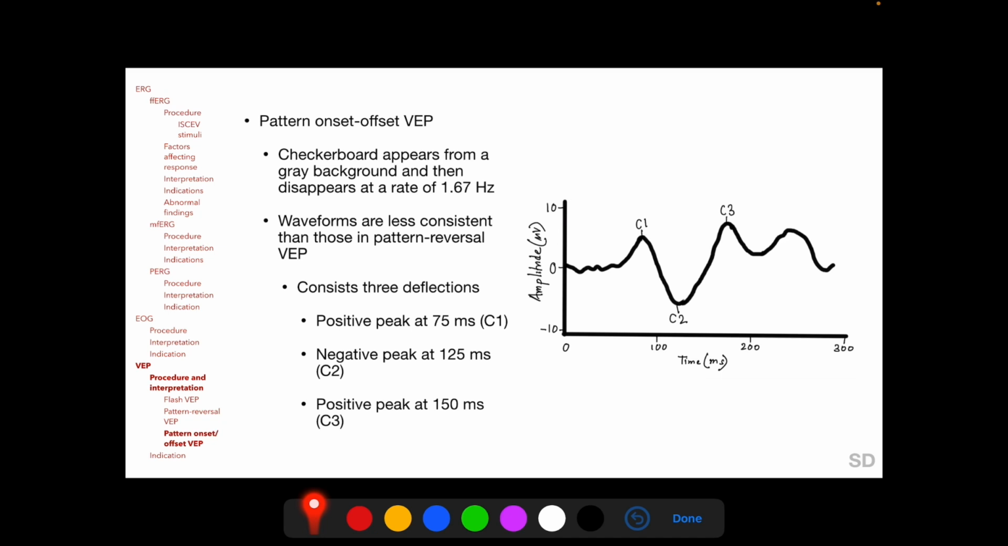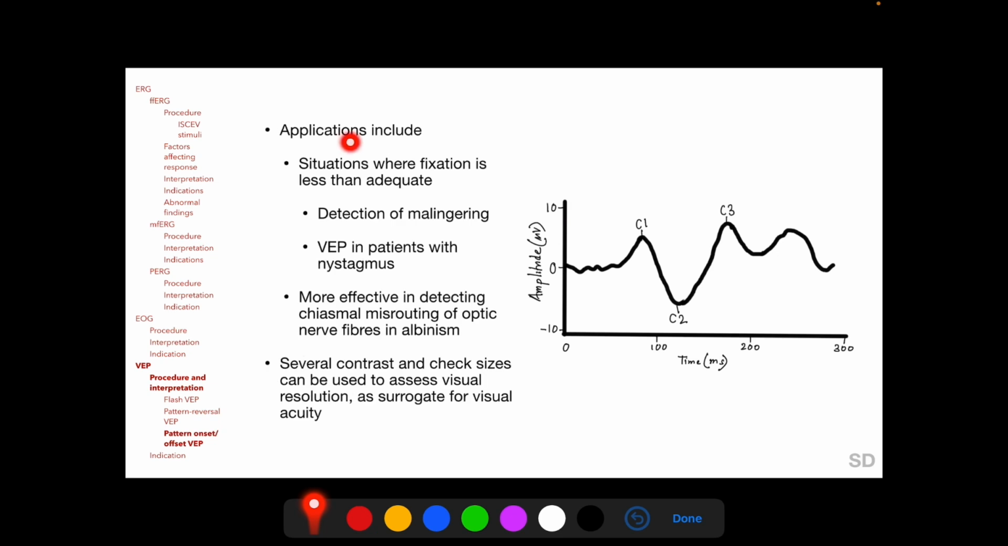And the waveform of pattern onset offset VEP consists of three deflections: a positive peak at 75 milliseconds called C1, a negative peak at 125 milliseconds called C2, and a positive peak at 150 milliseconds called C3. Applications of pattern onset offset VEP include situations where fixation is less than adequate, such as in detection of malingering and in patients with nystagmus.